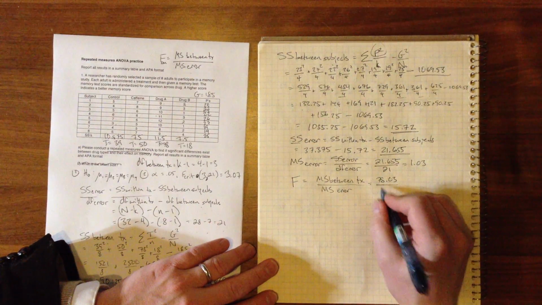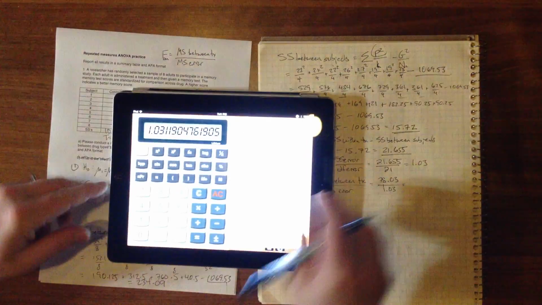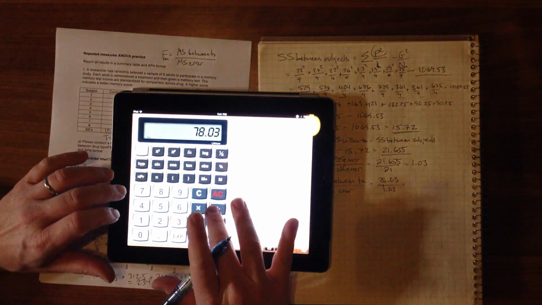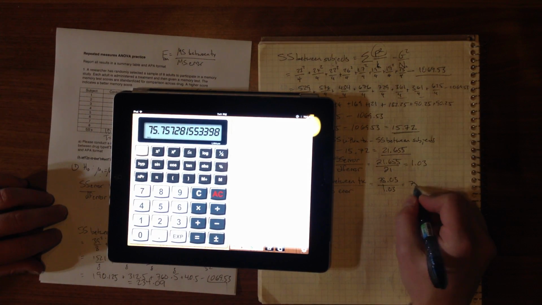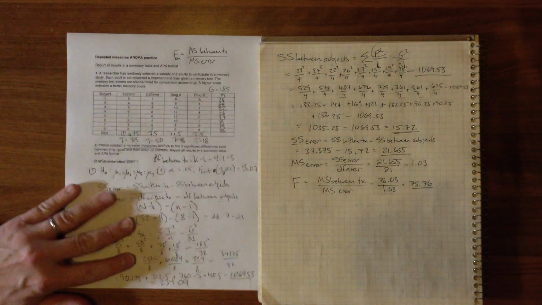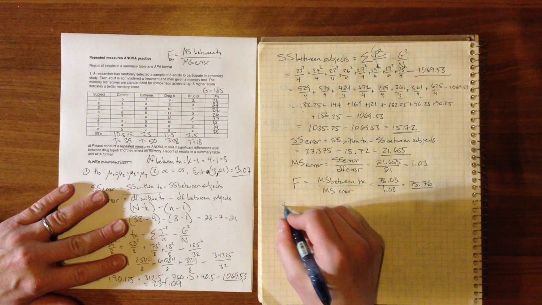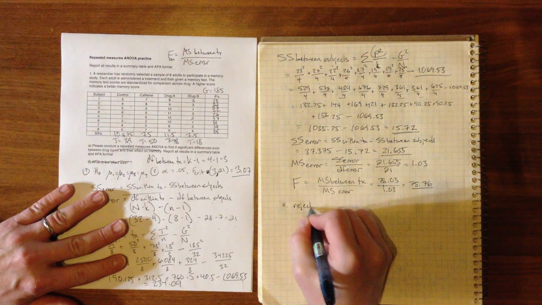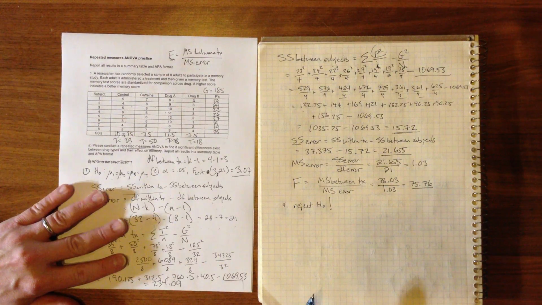Mean squared error, 1.03. This F is going to be huge. Huge! 78.03 divided by 1.03. I get 75.76 with some rounding. Okay, let's compare that to our critical value for F, which is 3.07. Obviously, our decision is to reject the null hypothesis, with an exclamation point.